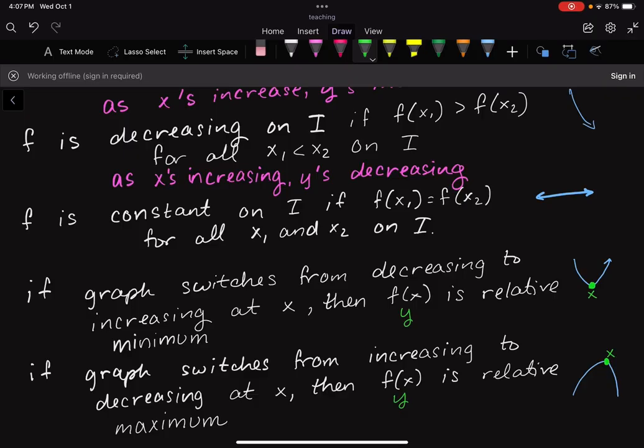Now we'll expand on this a little bit more later. We won't do too much with it right this second.